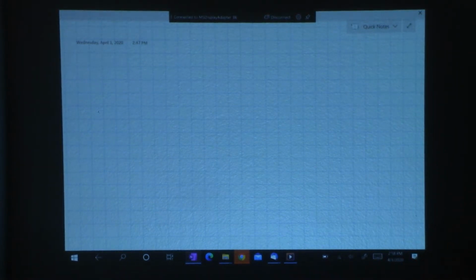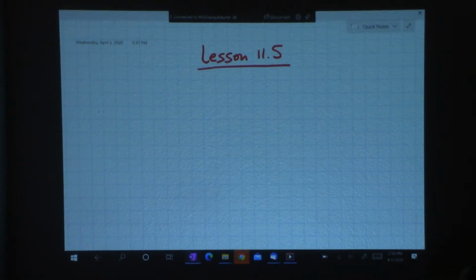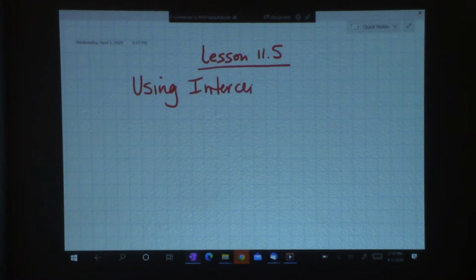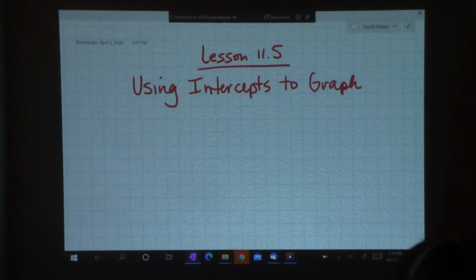So we're going to do lesson 11.5. And this is called using intercepts. We use intercepts when we're going to graph. This is a very important concept. It comes up a lot in Algebra 1, and anytime that you're graphing large amounts. The intercepts are where our graph intersects the x and the y axis.